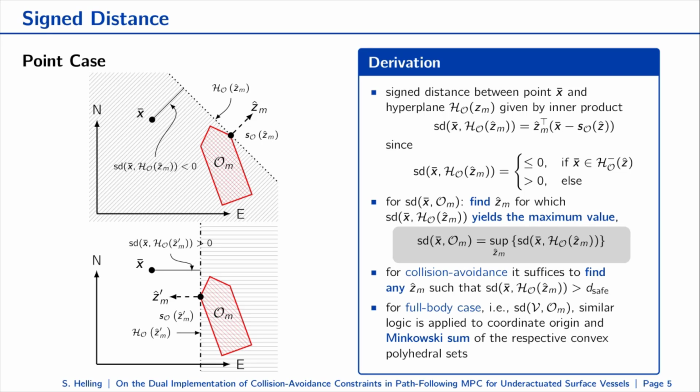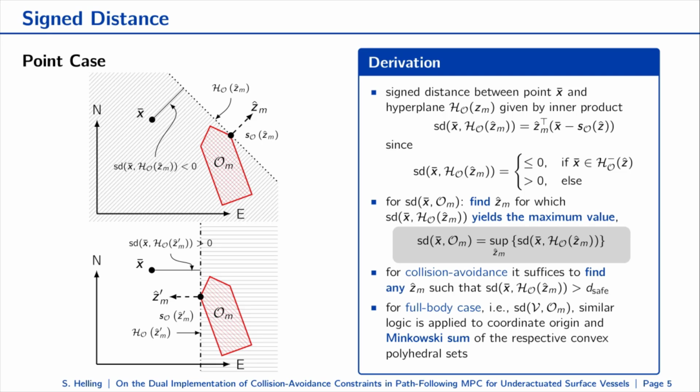In the figure below, another direction z is considered. For this particular choice, the signed distance is positive, since x bar does not lie in the half space defined by this other direction z prime and its corresponding support point. This observation yields the signed distance between the point x bar and the obstacle O as the maximum value of the signed distance between x bar and any supporting hyperplane given by the direction z.